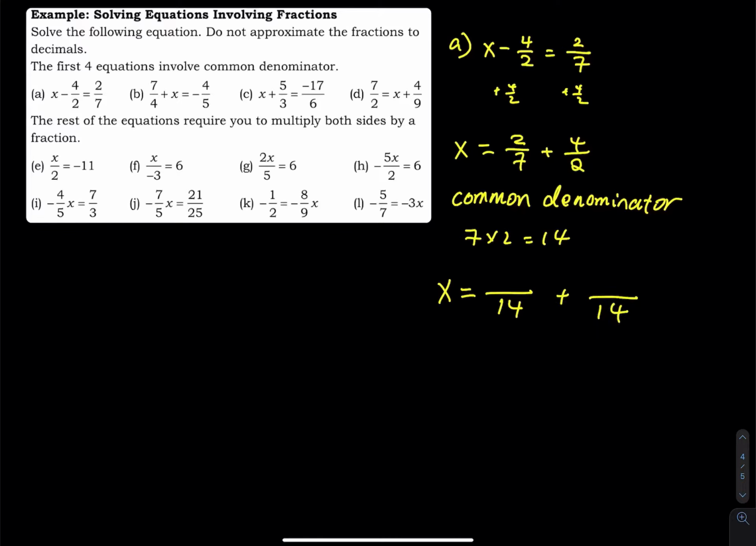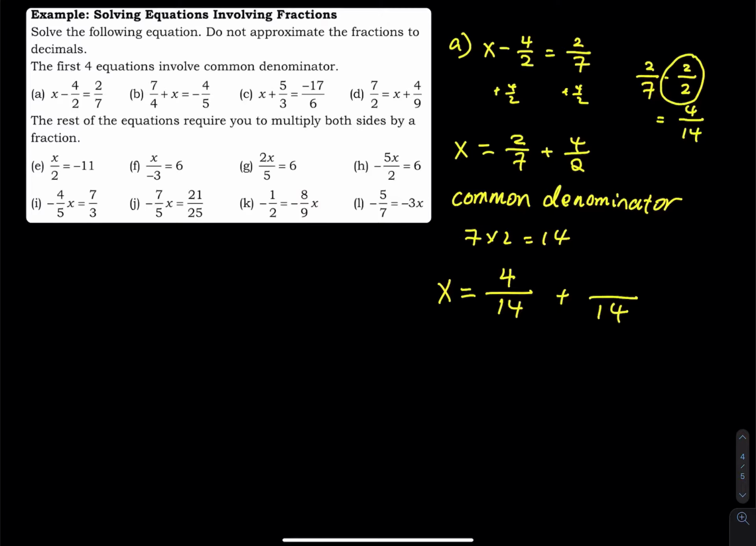From 2 over 7 to something over 14, you have to multiply the top and bottom by 2. So 7 times 2 is 14, and 2 times 2 equals 4. As long as you multiply the top and bottom by the same quantity, that doesn't change the value of the fraction. So that becomes 4 over 14. Again, you have to multiply the top and bottom by the same value.